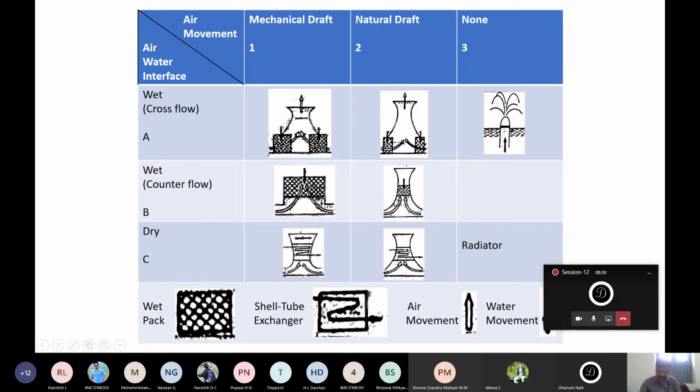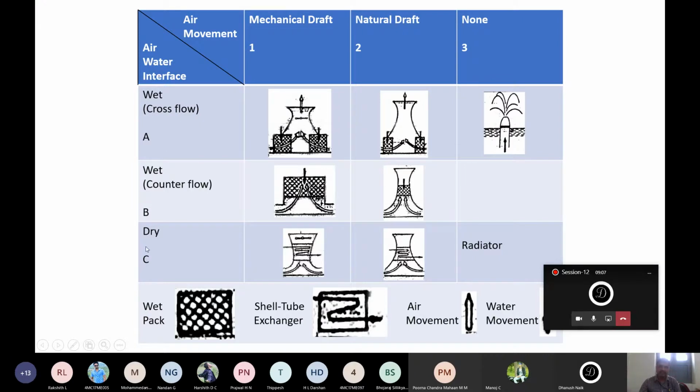So the first thing you should remember is that it is known as a two-dimensional morphological matrix because there are only two design parameters, air movement and air water interface. For air movement there are three choices: either air movement may be because of mechanical draft, or because of natural draft, or it may not be because of these two drafts. It may take place without pressure difference also. That is none.